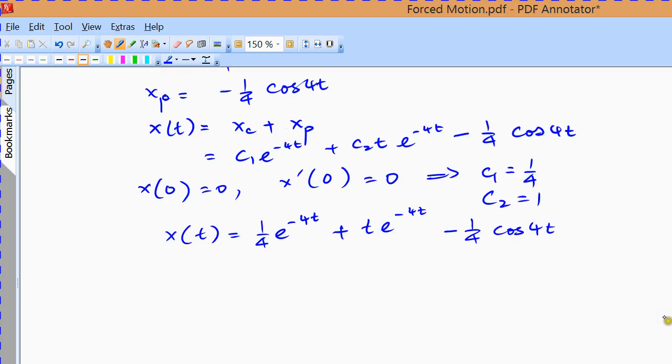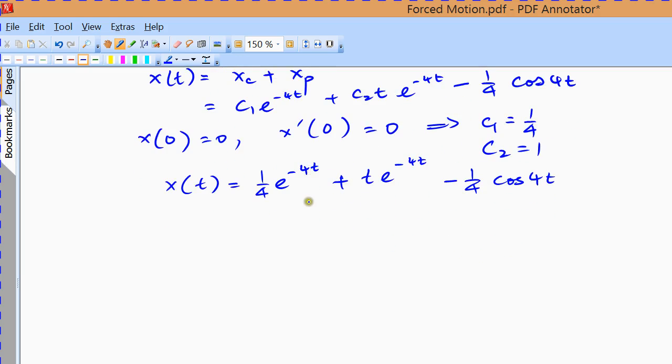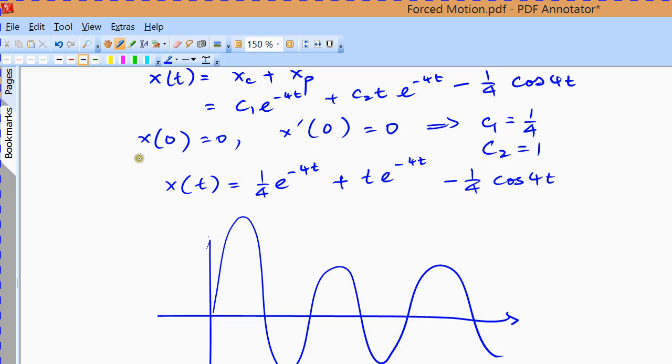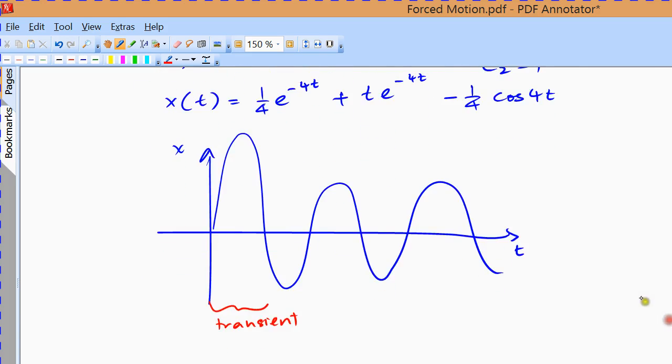Now you can check this out for yourself. Now if we try and draw a graph of this equation, we will obtain something like this, where the first part of the graph looks a little strange. Now this is because the first part of the graph is influenced by the transient solution, whereas the second part of the graph here is called the steady state solution.